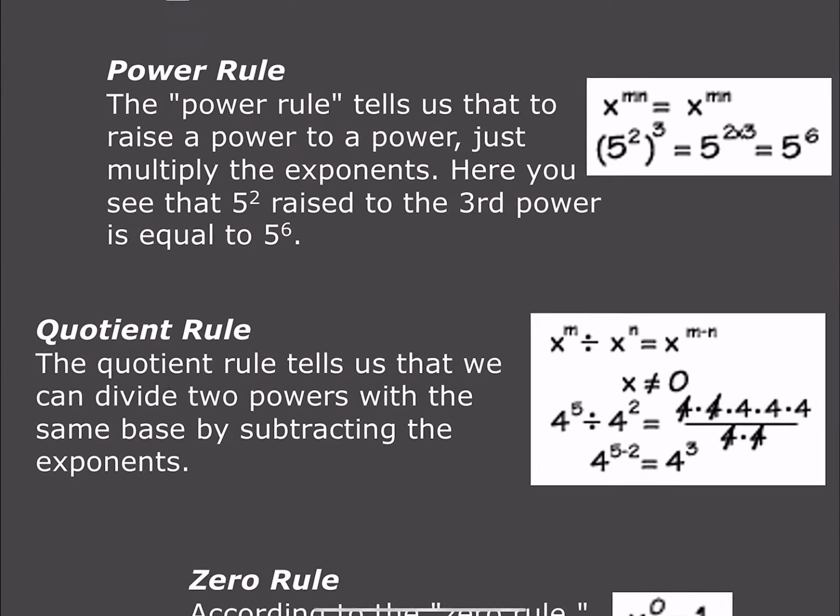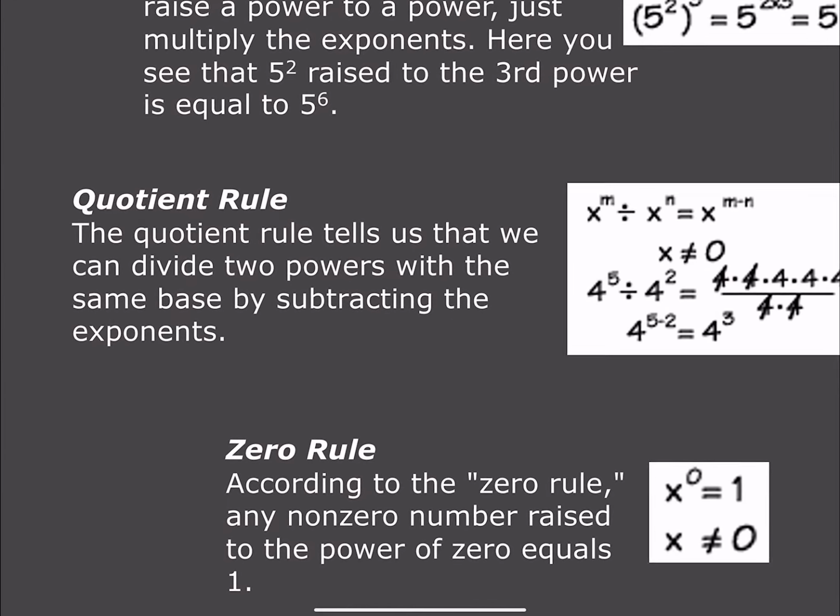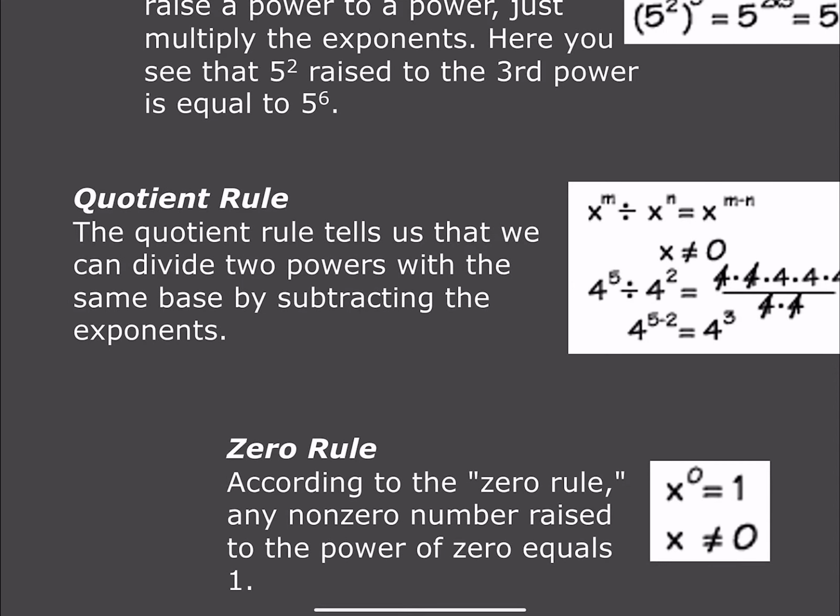All right, next we have the quotient rule. The quotient rule tells us about dividing exponents. With the quotient rule, the thing to remember is similar to the product rule: the bases have to be the same. For the product rule and the quotient rule to work, they have to have the same base. If they don't, it won't work.